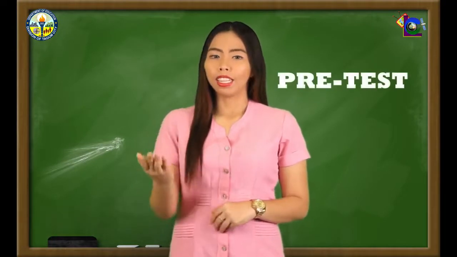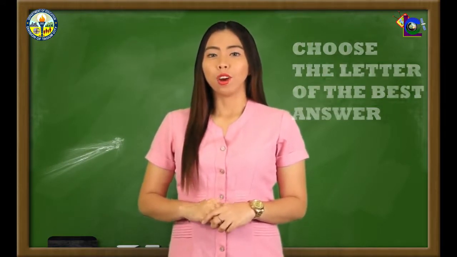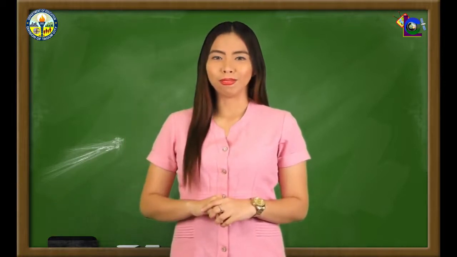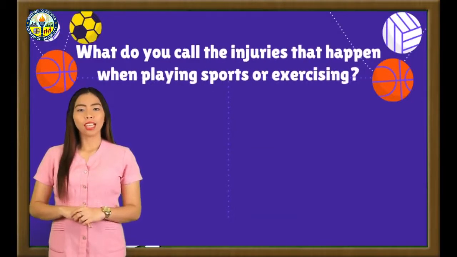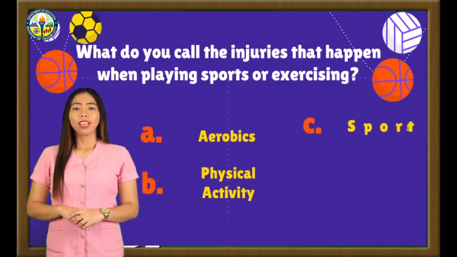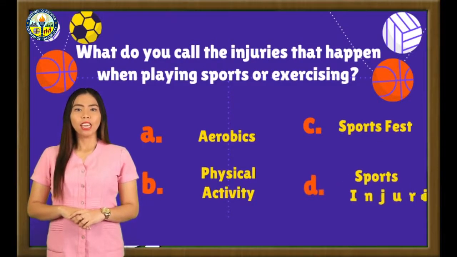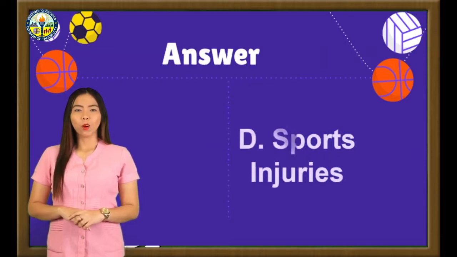Before we begin our lesson, we will have a pre-test. Kindly get your notebook and answer the following. Just choose the letter of the best answer and put it in your notebook. You have 5 seconds to answer each item. Number 1. What do you call the injuries that happen when playing sports or exercising? A. Aerobics. B. Physical activity. C. Sports fest. D. Sports injuries. The correct answer is letter D, sports injuries.